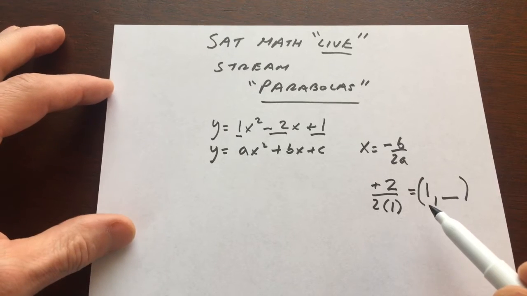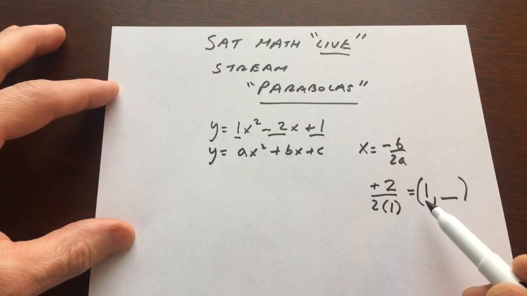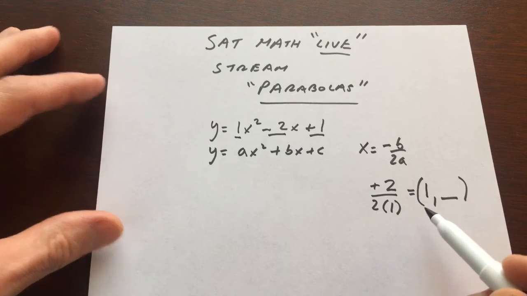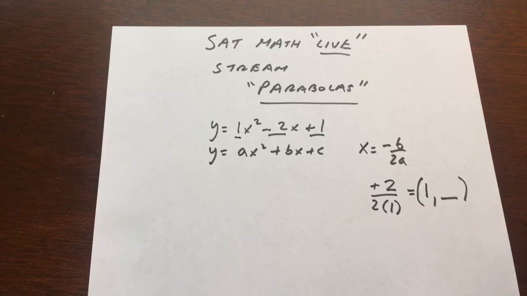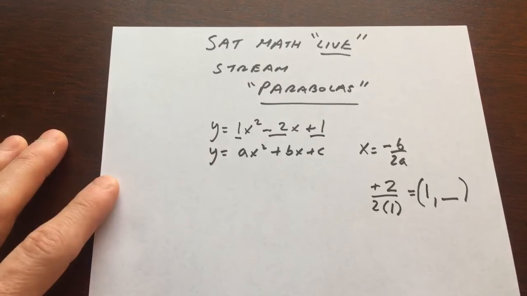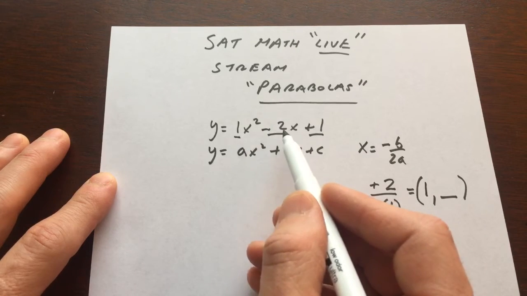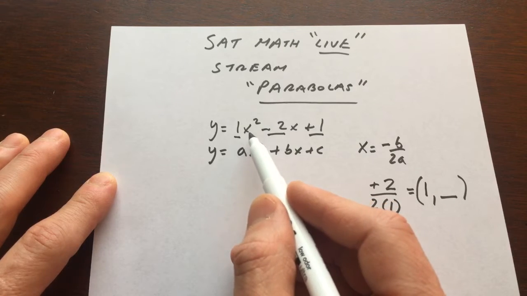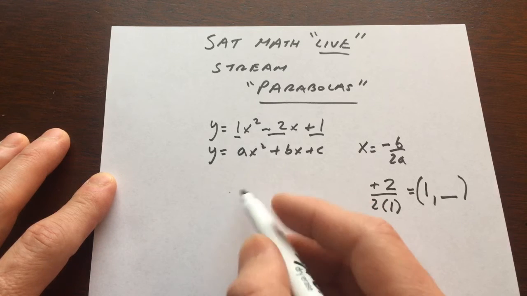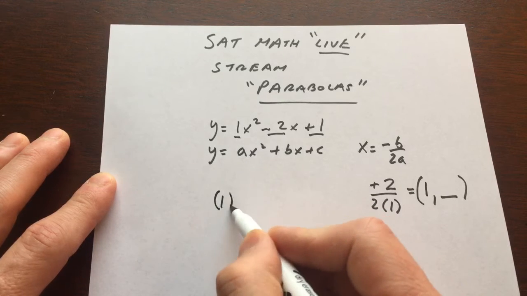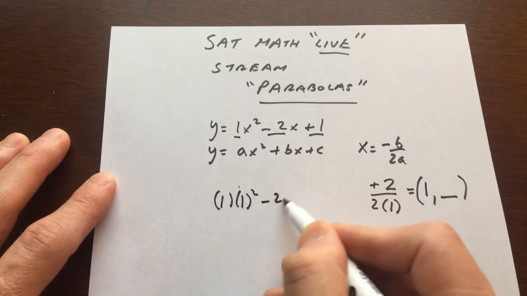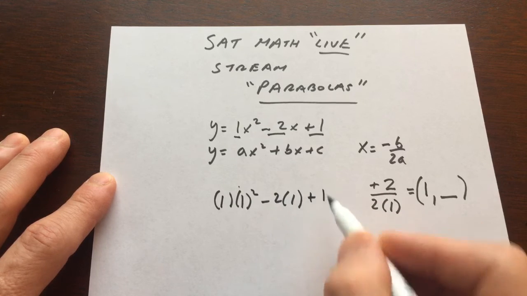So then what you want to do is take that 1, and we want to find the y coordinate. So how do you find the y coordinate of the vertex after you found the x coordinate? Well, you want to go ahead and put it back in for x here. Okay, so if we put 1 in for x, we get, let's just do it down here so people can follow along, 1 times 1 squared minus 2 times 1 plus 1.